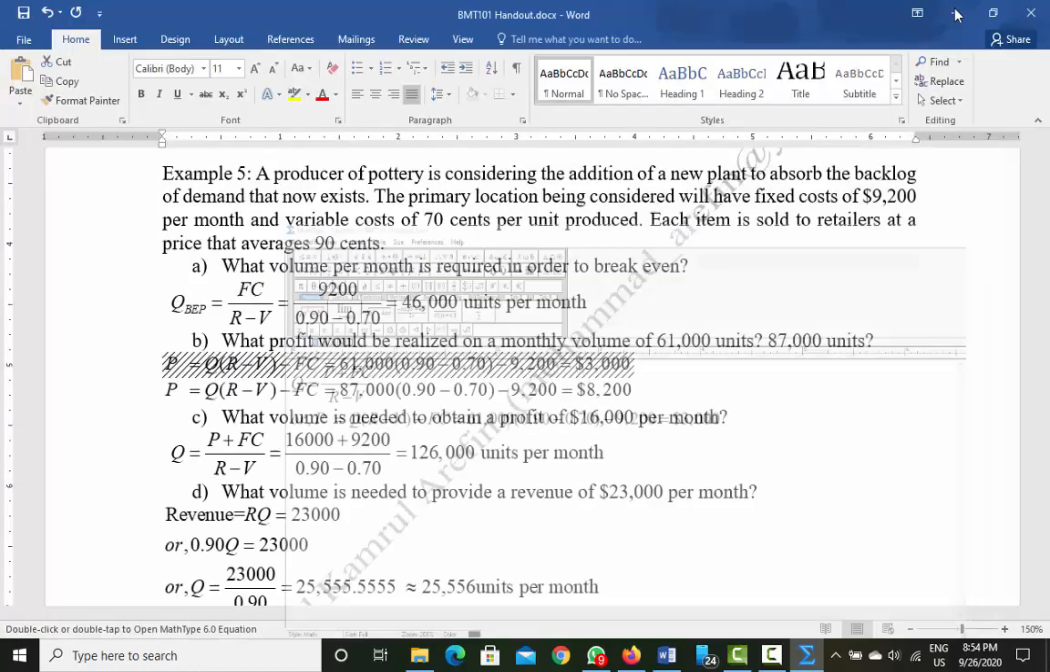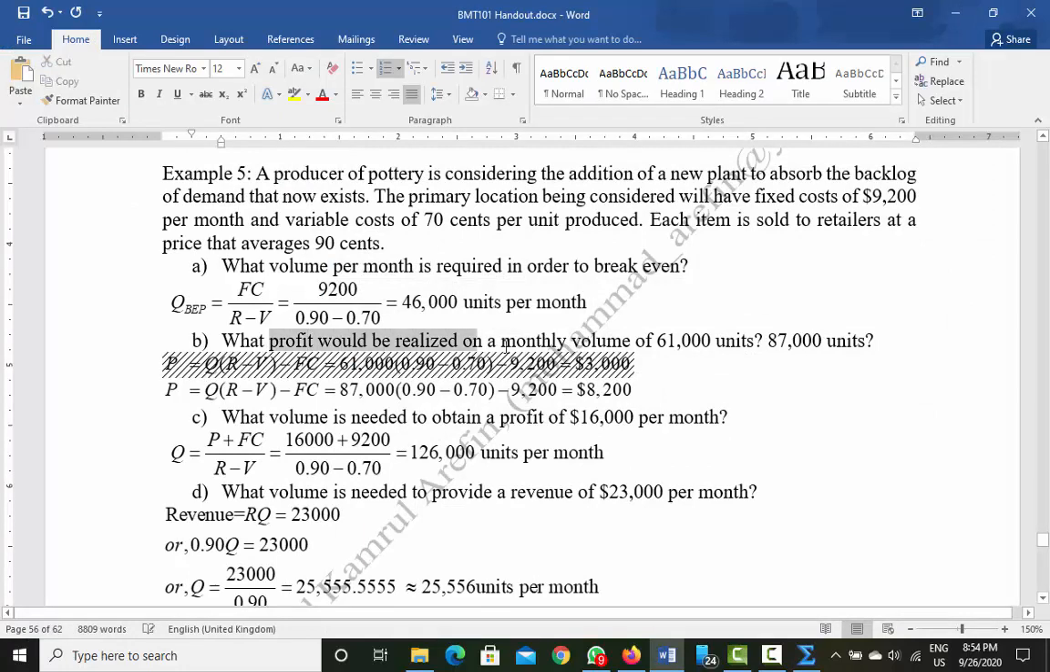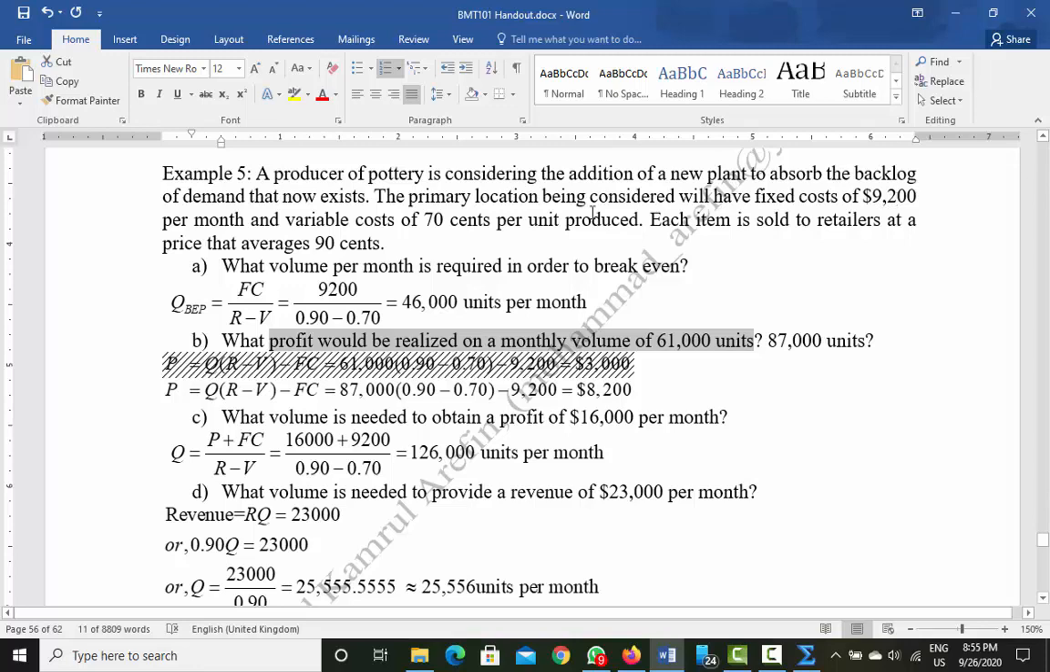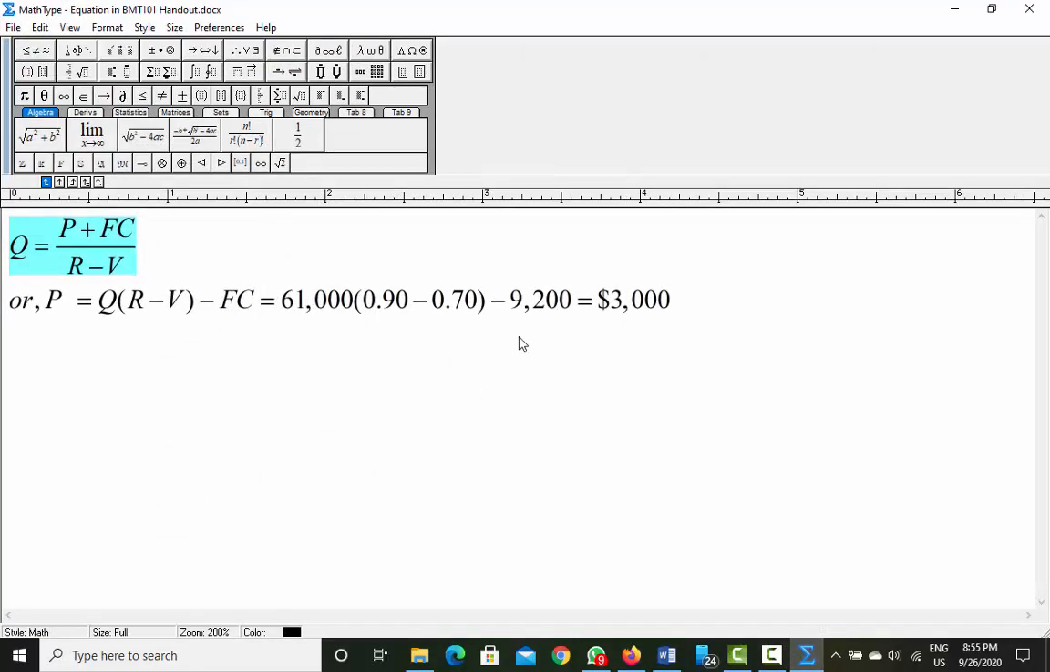Now the question is asking what profit would be realized for a monthly volume of 61,000 units. So Q is equal to 61,000 units, and profit P is equal to this. R is 90 cents, that is $0.90. V is variable cost per unit, which is 70 cents, that is $0.70, minus fixed cost, which is $9,200. If we calculate, we will get $3,000.